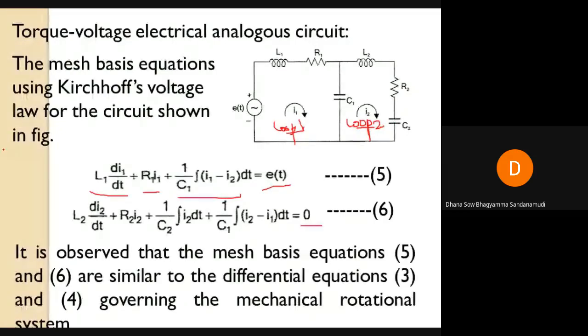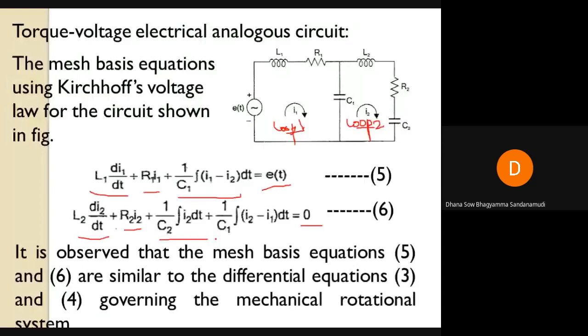Okay, so what else is there? L2 is there, R2 is there, C2 is there, and C1 is there. So the L2 di2/dt voltage equation: L2 di2/dt, plus the voltage across resistor R2, I2, plus the voltage across capacitor C2, 1/C2 integral of I2 dt, plus the voltage across the capacitor C1, which is in between these two loops. So 1/C1 integral of (I2 minus I1) dt equals 0.